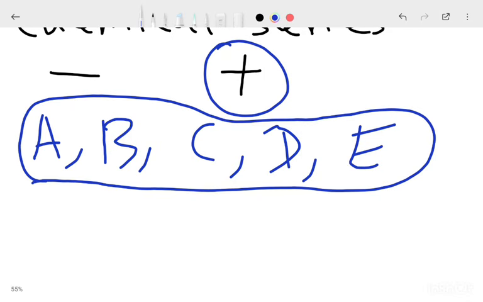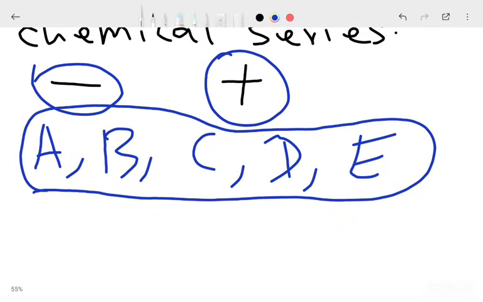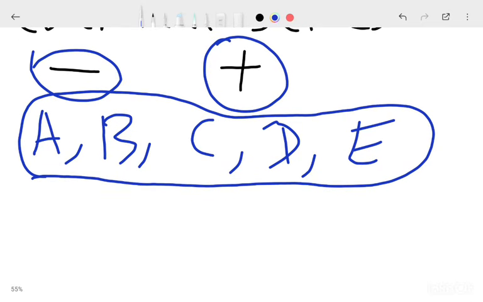So from A to E here, all of them are electropositive elements, but still, let's say A is more electropositive than B, then B is more electropositive than C, then C is more than D, then D is more than E. Are you getting it? The same thing with electronegativity. There are some elements that are very negative, but still there are some of them that are more electronegative than others. Are you getting it now?